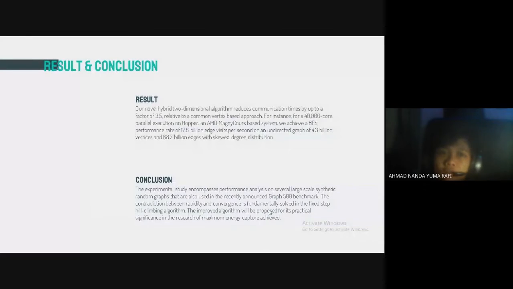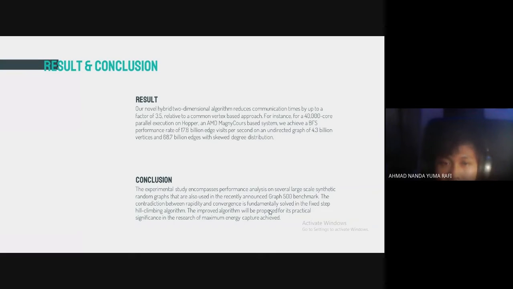Then the result and the conclusion from this paper is the novel hybrid two-dimensional algorithm reduces communication times by up to a factor of 3.5 relative to a common vertex-based approach. For instance, for a 40,000 core parallel execution on Hopper, an AMD Magny-Cours based system, we achieve a BFS performance rate of 17.8 billion edge visits per second on an undirected graph of 4.3 billion vertices and 68.7 billion edges with skewed degree distribution.